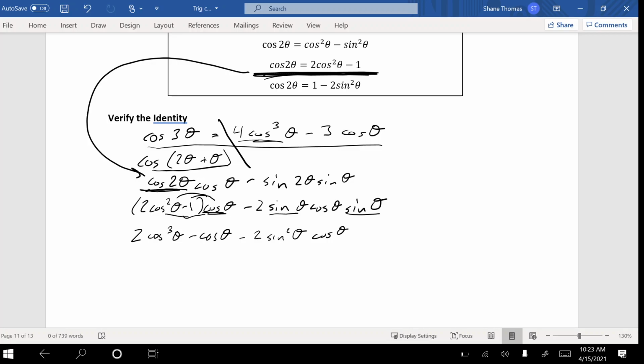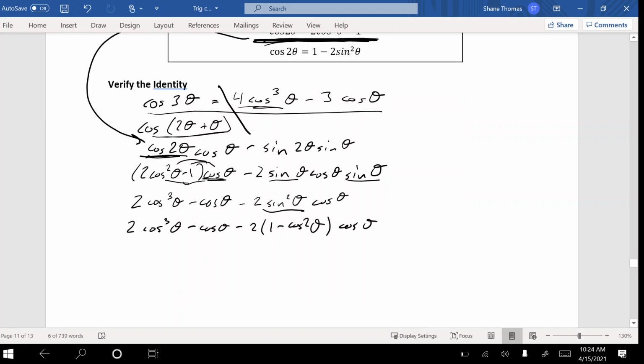Okay. Now, let's keep going. I see this sine squared over here, because I need to get rid of sine somehow, don't I? Look at my final answer. I have cosine and cosine only. But I have a sine squared. What's sine squared equal to? 1 minus the cosine squared. So this is going to be 1 minus the cosine squared of theta times cosine of theta. We're getting there.